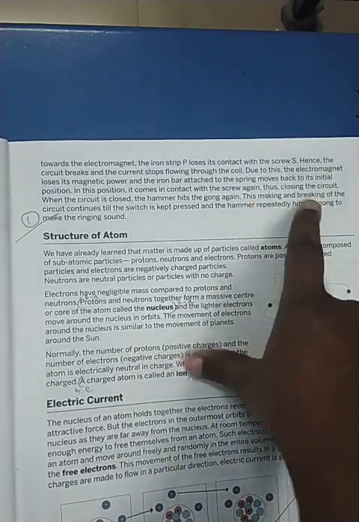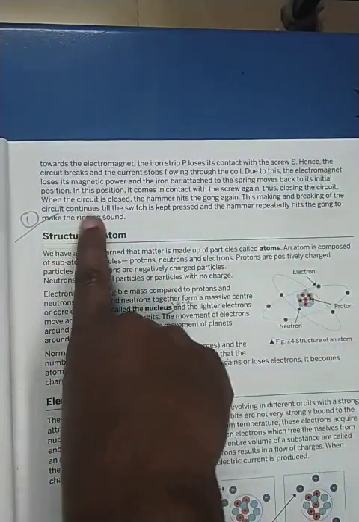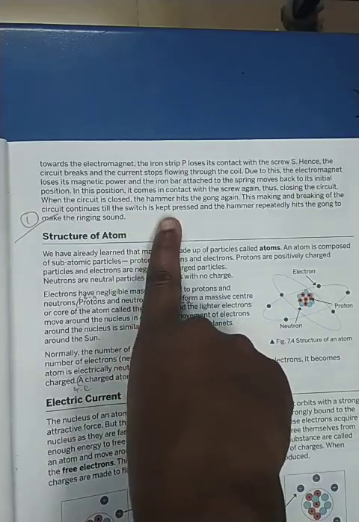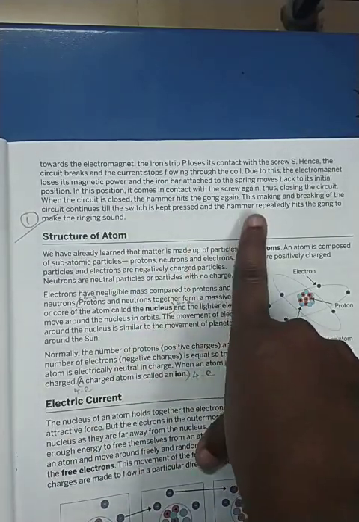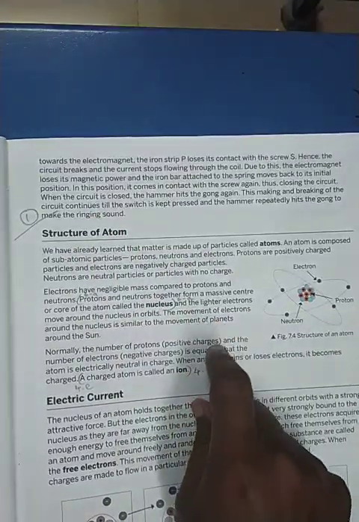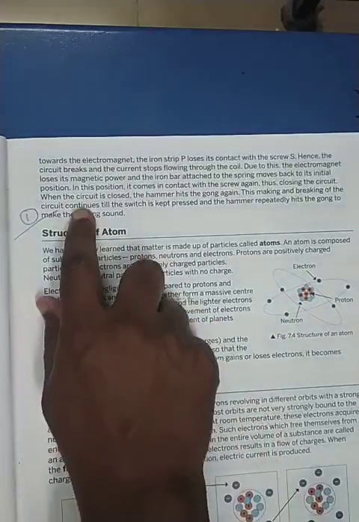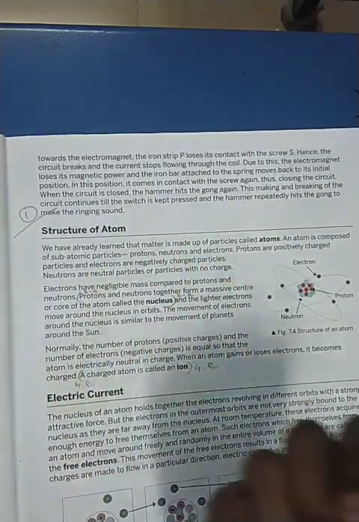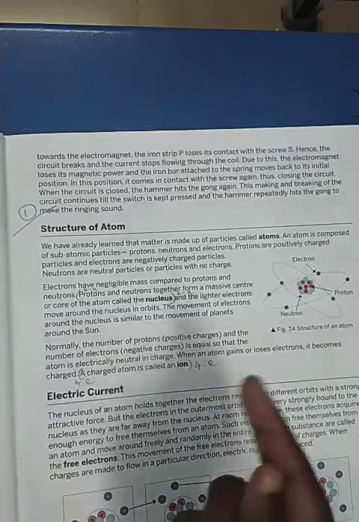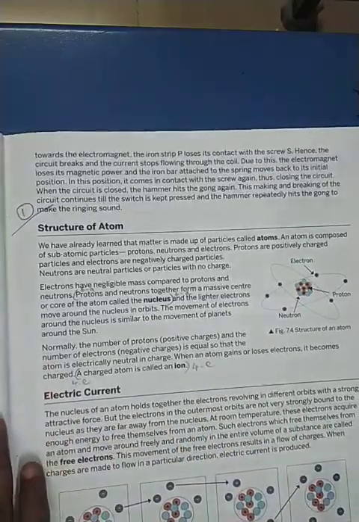The breaking of the circuit will continue as long as the switch is pressed, and the hammer will repeatedly hit the gong so that it will give the ringing sound. Until you keep your hands off the switch, the electric bell will keep on ringing.